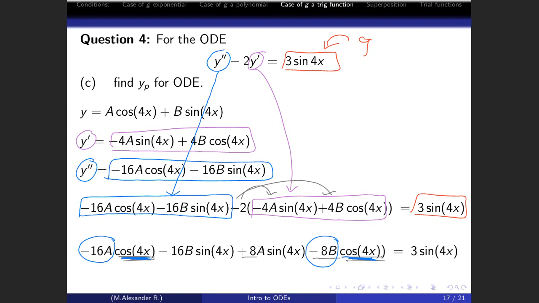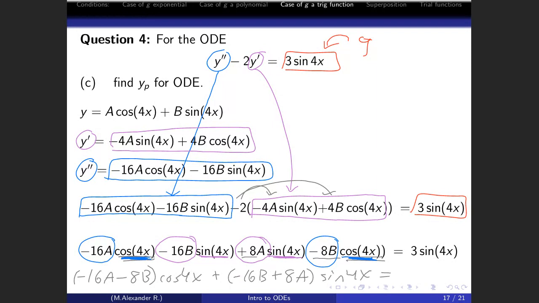So this is where I need to write down the following. Let me write it out this way. Negative 16a minus 8b, that was in front of the cosine 4x. Now I need to look at the other pieces of information, which says in front of the sine 4x, I have this negative 16b, and in front of the other sine 4x, I have this plus 8a. So I'm going to write down the following: minus 16b plus 8a, that was in front of the sine 4x, and I make this equal to my g function, which is 3 sine 4x.